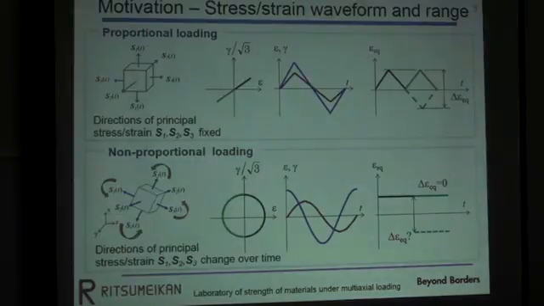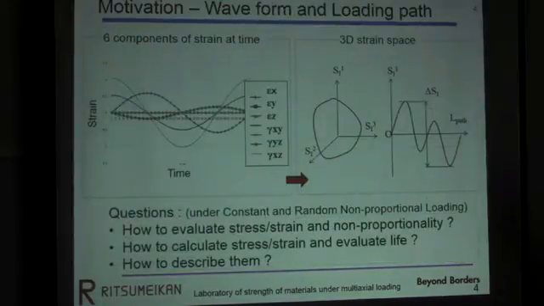How do we evaluate the strain range? Some researchers and engineers make a mistake. If they use finite element analysis, it always takes the same value, and the stress range becomes zero. This is a big mistake. Also, in random non-proportional loading, we must analyze the six components of stress and strain. It's very complicated, so there are several open questions.